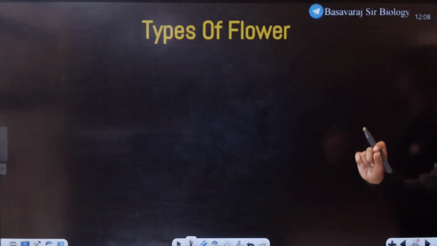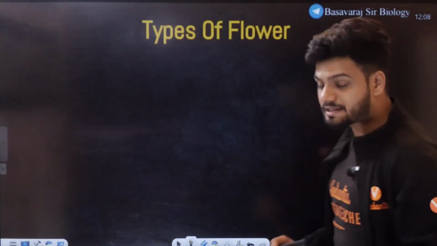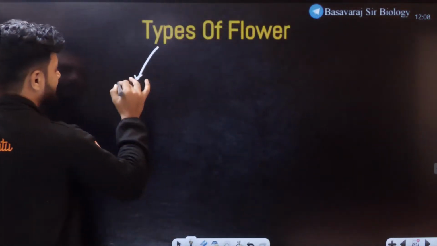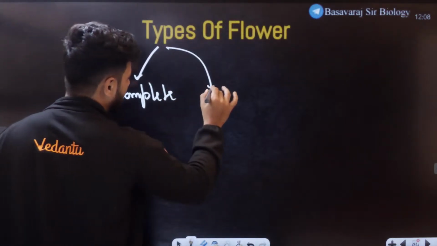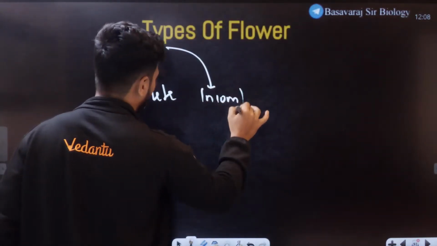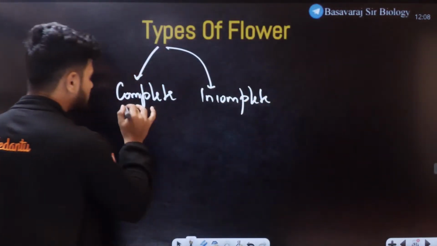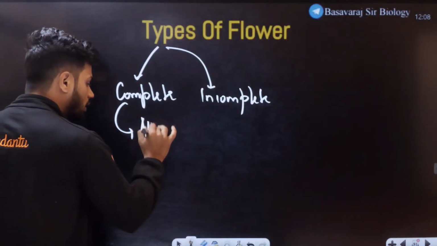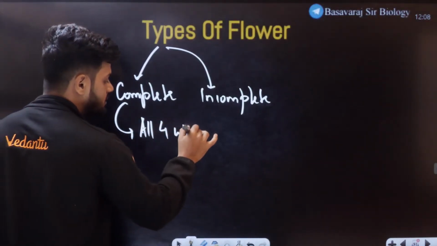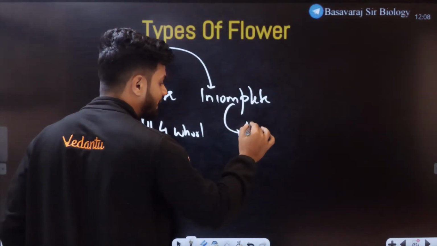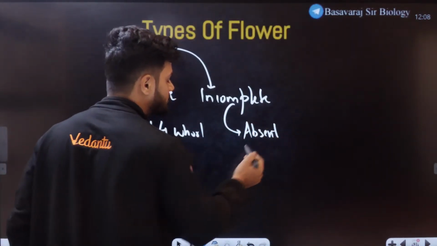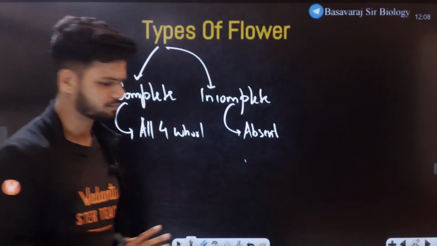Now, types of flowers, friends. There is something called a complete flower and an incomplete flower. What is the difference? In the case of a complete flower, all four whorls are present. If any one whorl is absent, it becomes incomplete.